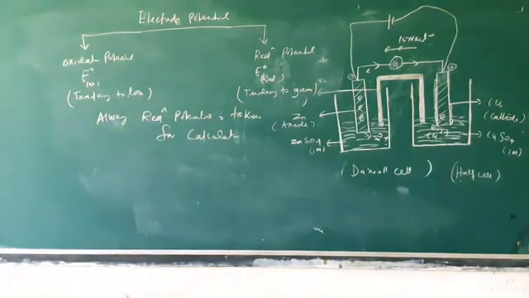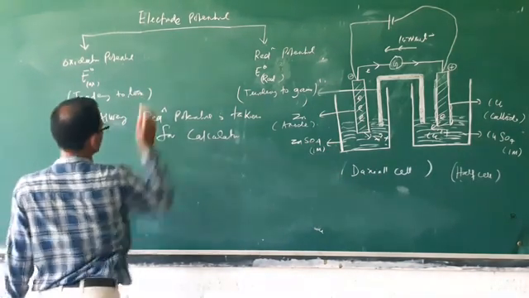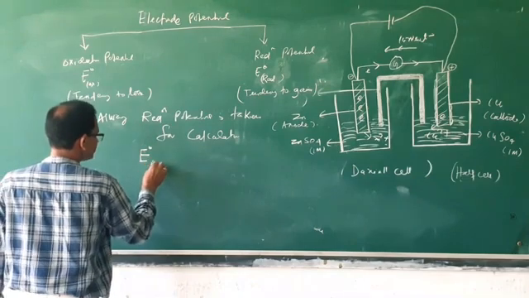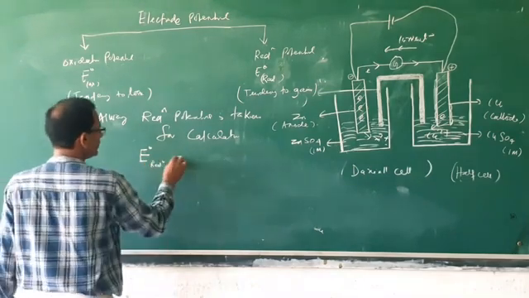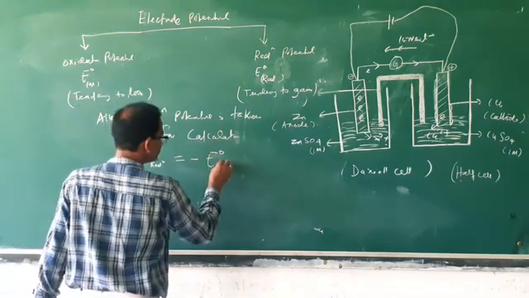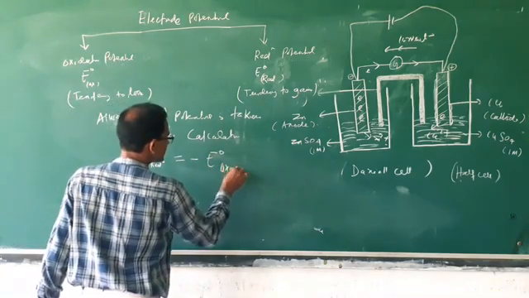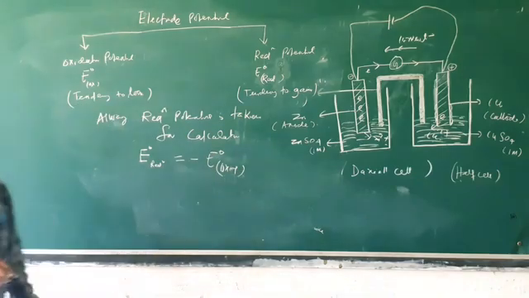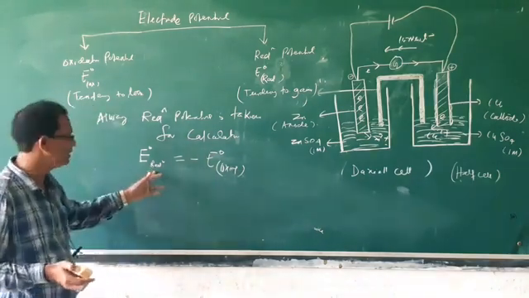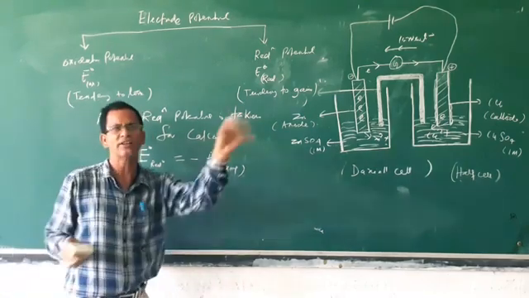Always, reduction potential is taken for calculation. But remember, your E reduction potential is equal to minus of E naught of oxidation potential, opposite. If the reduction potential of a metal is known, then the oxidation potential is just the minus sign.